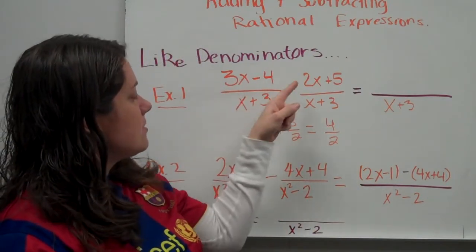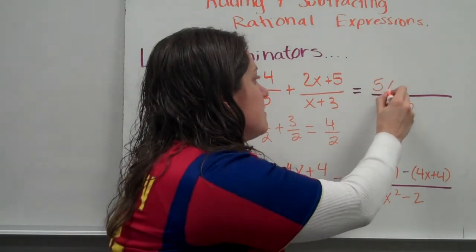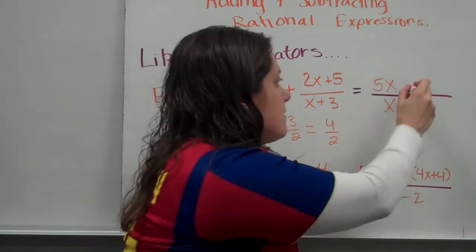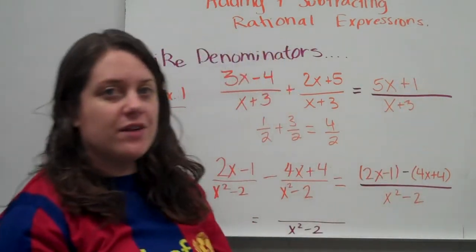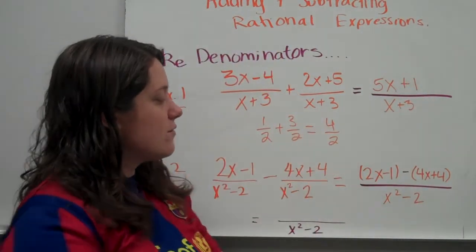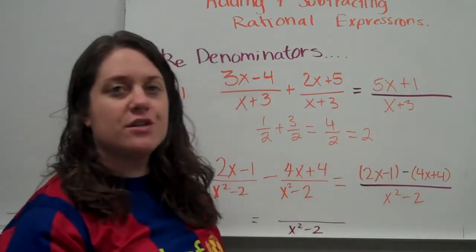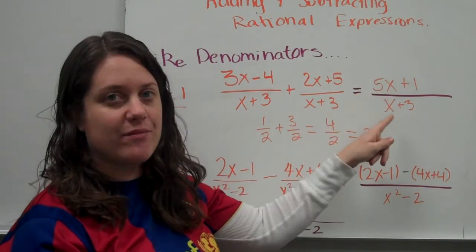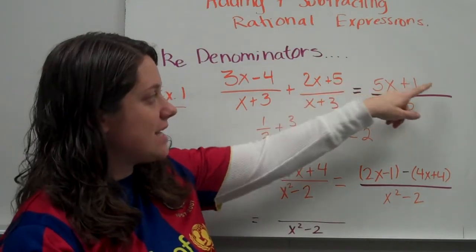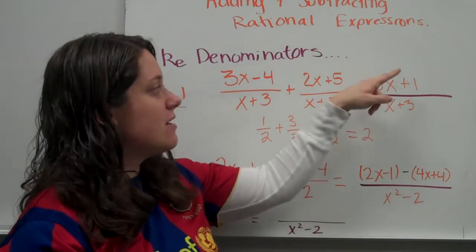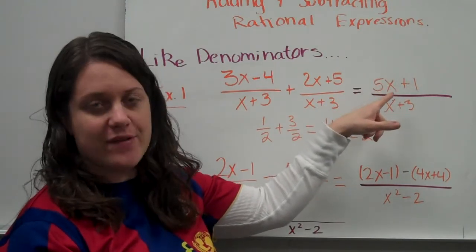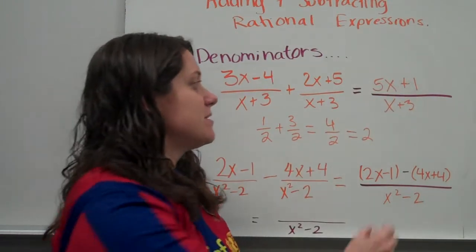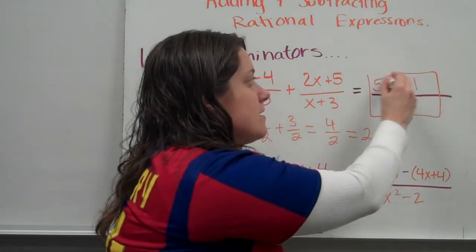So I have 3x plus 2x is 5x. And then I have negative 4 plus 5 is plus 1. Now, if anything can be simplified, just like 4 over 2 could turn into 2, I would simplify it. But remember you can't just take x's out of binomials. It has to be matching binomials to take them out, and those don't match, and there's no greatest common factor I can get rid of. So my final answer is 5x plus 1 over x plus 3.